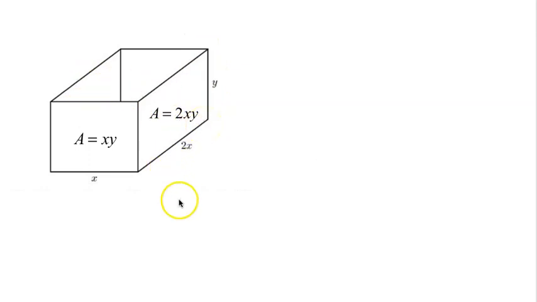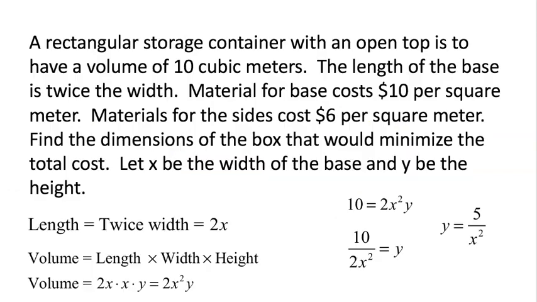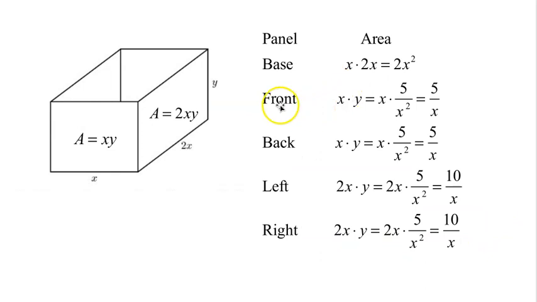Now how about the bottom? You can't see the bottom, but the width is x, the length is 2x. So the area of the bottom would be x times 2x, or 2x squared. So again, 5 sides: bottom, front, back, left, right. What's my area of the bottom, which I'm calling the base? X times 2x, 2x squared. Front, x times y, but what do we say y was on the previous page? If you'll recall, we said y was 5 over x squared. So if the front is x times y, x times 5 over x squared, or 5 over x.